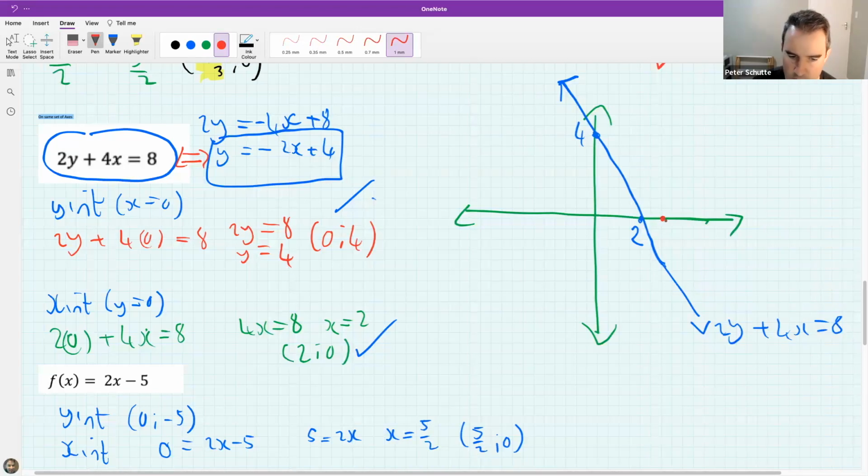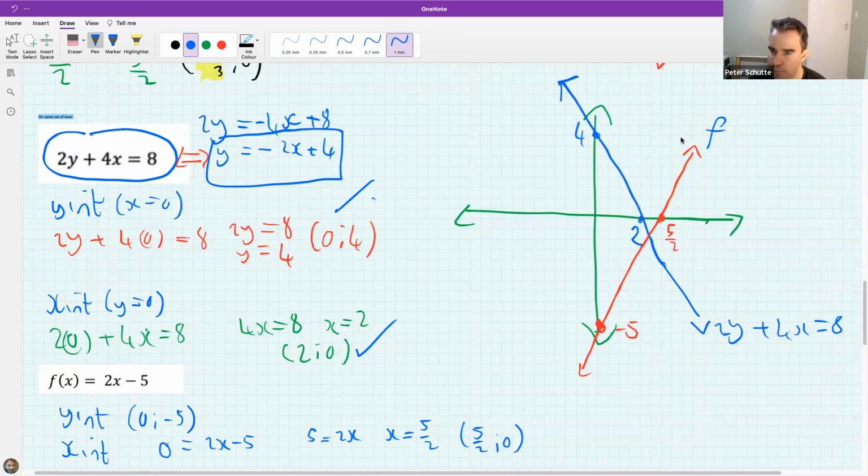So it's going to be, what was the y? The y was down here. And I'll label that minus 5. And I'll label this 5 over 2, or 2.5. And what's nice is that if they've used the function notation f, we can just call this graph f. And so that is probably worth a good 4 marks.